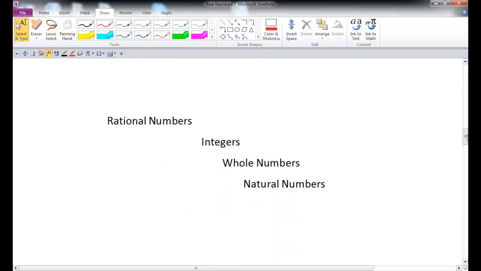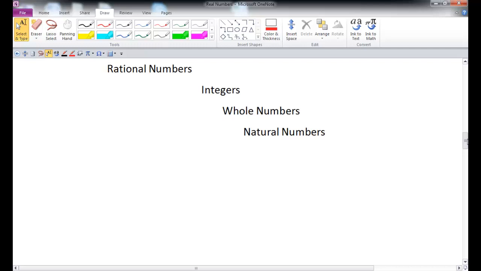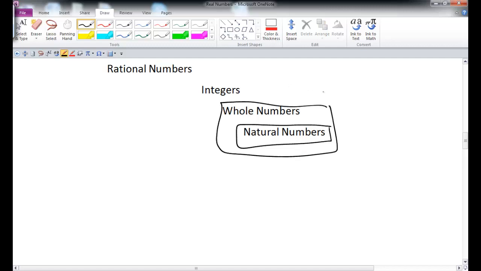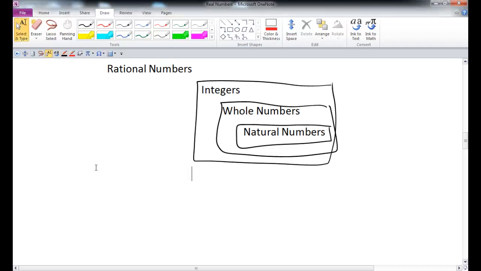Now all of these are included in the rational numbers. We'll talk a little bit about rational numbers. Rational numbers up to now you've probably called fractions. Rational numbers are numbers that can be expressed as a fraction, where you have one integer divided by another integer. So that's a rational number. As long as it's an integer on top and an integer on the bottom, you have a rational number.